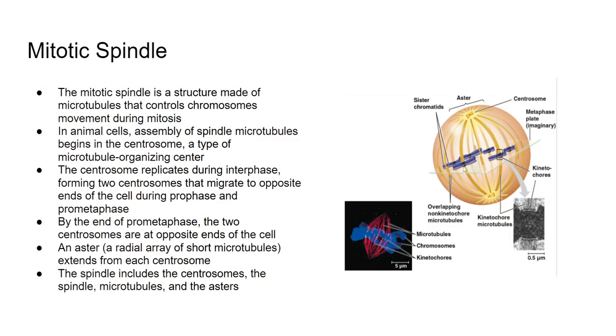And then we have our kinetochore microtubules. These are microtubules that directly attach to the kinetochores. And then we have our overlapping non-kinetochore microtubules. So some microtubules just won't attach to any chromosomes, because a lot of them come out of the centrosome. And these are referred to as non-kinetochore microtubules. They're just extending as the centrosome does its job.